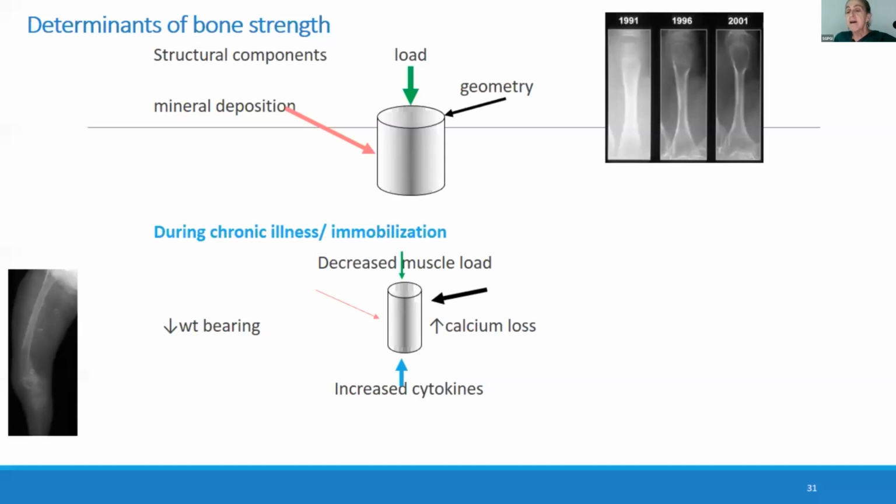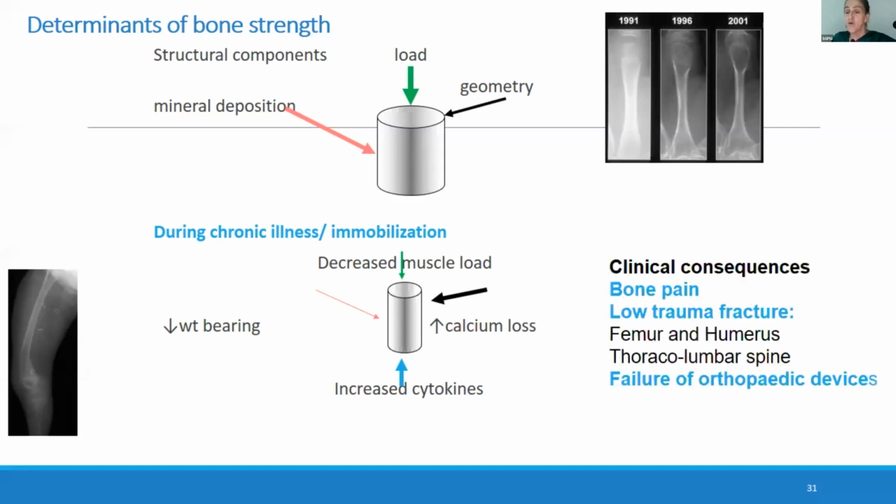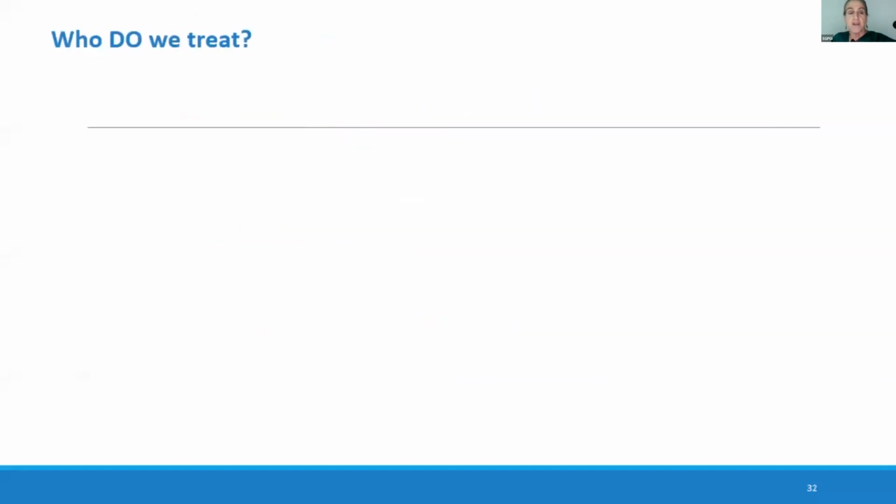And there's a lovely picture given to me by a rheumatologist years ago, looking from left to right over a period of 10 years. This child with rheumatoid arthritis, bones got smaller as they got older. The clinical consequence, of course, is bone pain and fracture and failure of orthopedic devices.